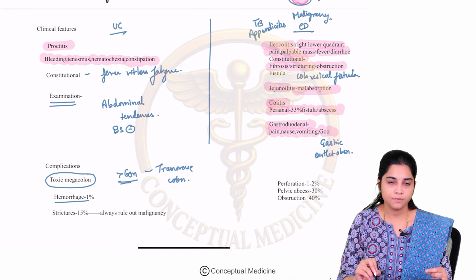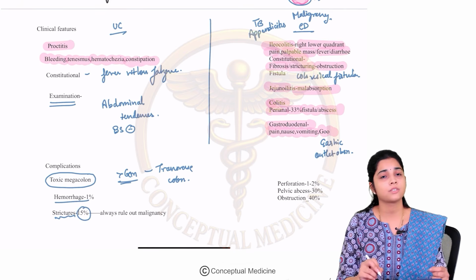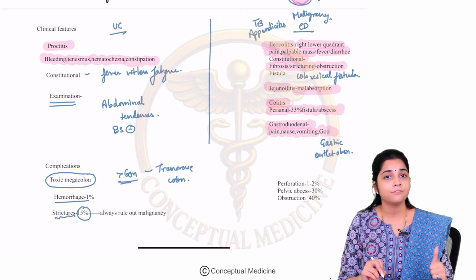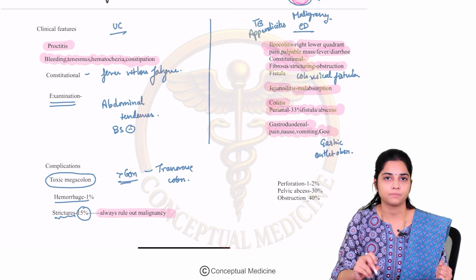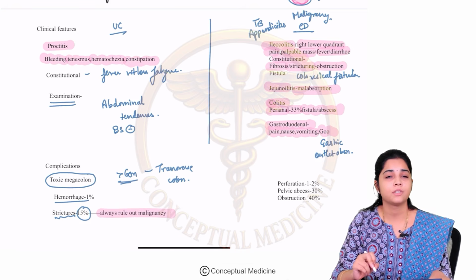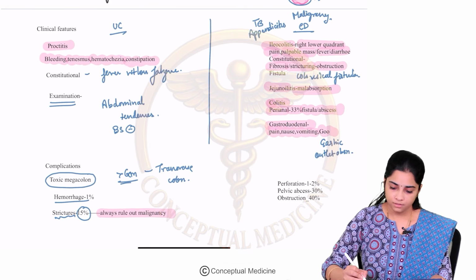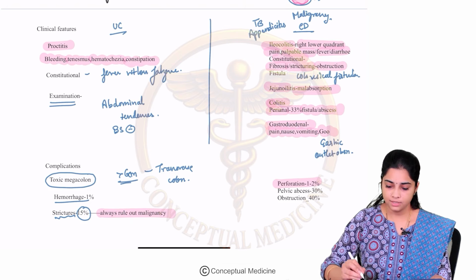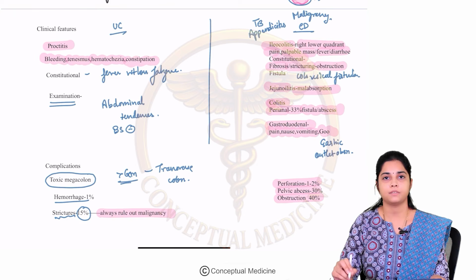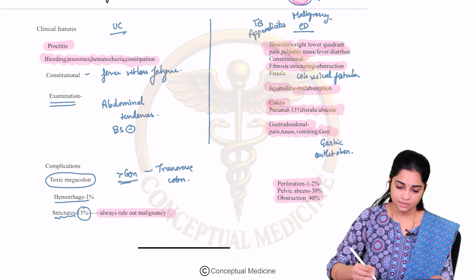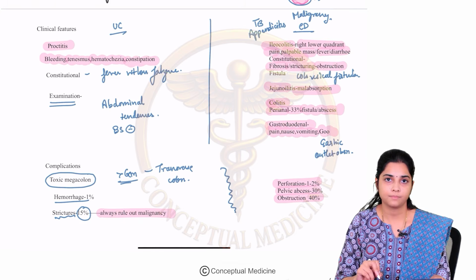Hemorrhage is seen in 1% of individuals. In 15% of individuals, you can find strictures. Those strictures are more common in Crohn's disease. If there is a stricture in ulcerative colitis, you always have to rule out malignancy. The complications associated with Crohn's disease include perforation, pelvic abscess in 30% of the cases, and obstruction in 40% of the cases. So, this is about the complications of Crohn's disease and ulcerative colitis.